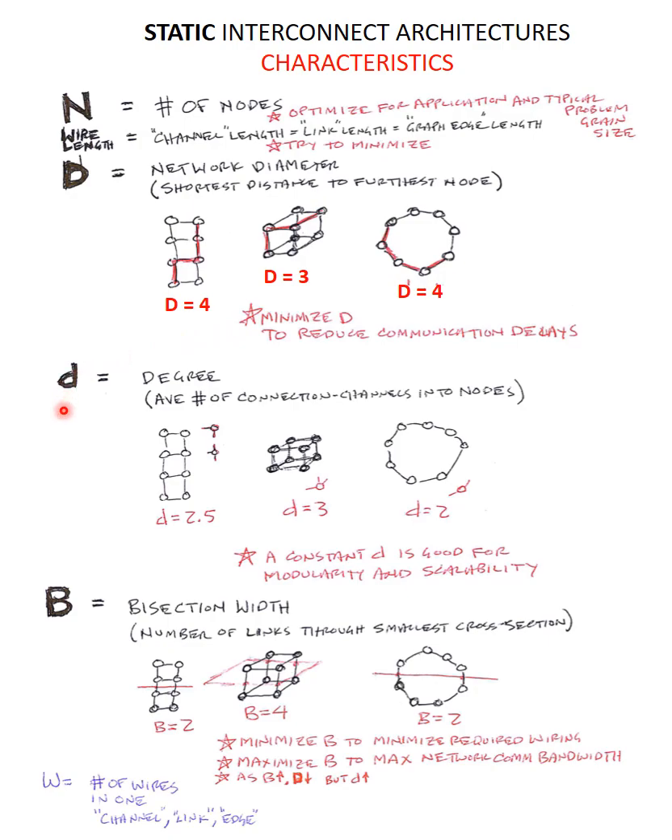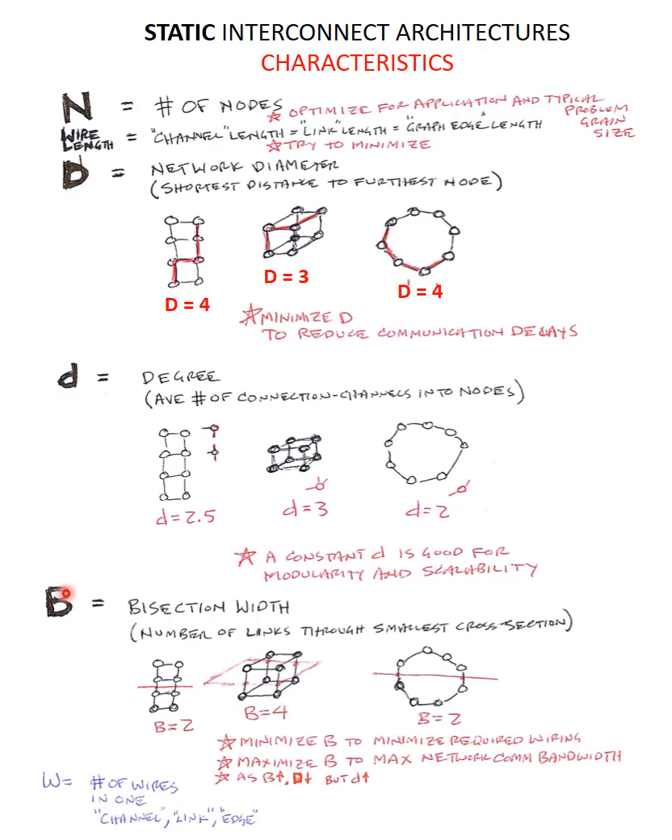The small d is your degree, your average number of connection channels into a given node. So here there's a different amount in each of these, whether you're on the corner or somewhere in the middle. You have 2 connections in the corners, 3 in the middle, so averaging 2.5 in this case. Here we have d equals 3 for all cases, or d equals 2 in this case here. And we want a constant d, if possible. It's better for scalability and modularity, having each node have the same hardware and software issues to work out.